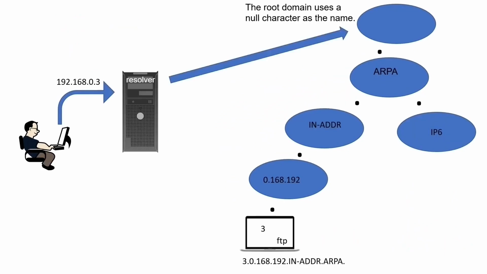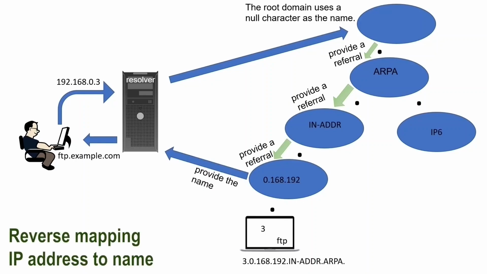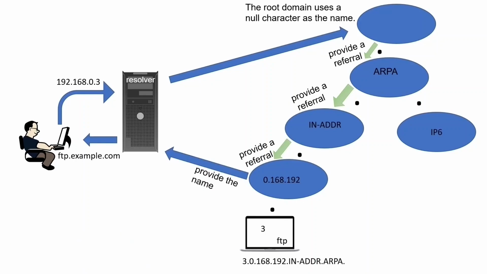If the resolver system wants to know the name of the service or host using the IP address 192.168.0.3, it sends the first query to the root name server. The root name server provides a referral to the ARPA name server. The ARPA name server provides a referral to the in-addr name server. The in-addr name server provides a referral to the 0.168.192 name server. The 0.168.192 name server provides the name associated with host address 3. This process is an example of reverse mapping.